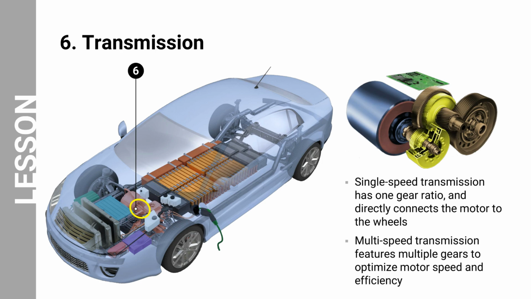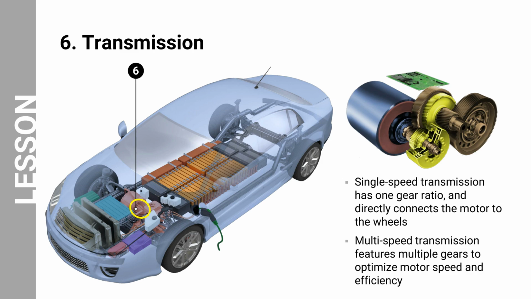In a single-speed transmission, there is only one gear ratio available, meaning the electric motor is directly connected to the wheels. This allows the motor to operate at a constant speed while the vehicle is accelerating, meaning going faster, or decelerating, meaning slowing down. This allows the BEV to always operate at its most efficient speed. Some BEV models, like the Porsche Taycan, may incorporate a multi-speed transmission, although it is less common.